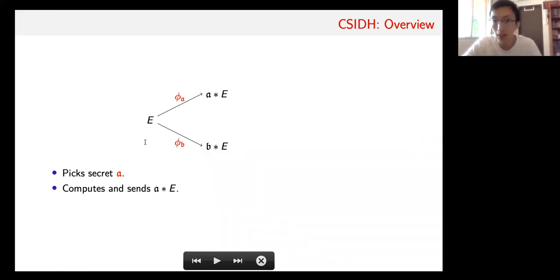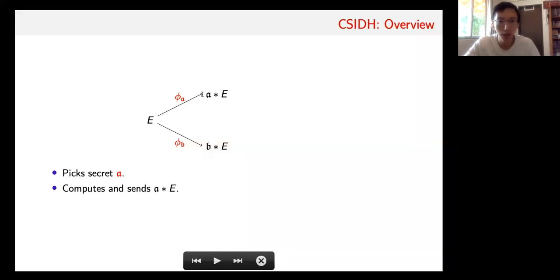So for CSIDH, on the other hand, it looks slightly different, right? I'll just go through the general overview first before I go into the details. I just want to see the big picture first. So what Alice does is that she'll pick a secret A. I'm not going to tell you what A is first, but bear this in mind: this is going to be related to the isogeny in some way.